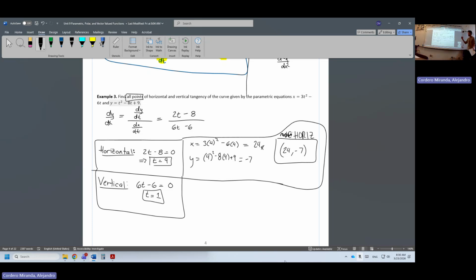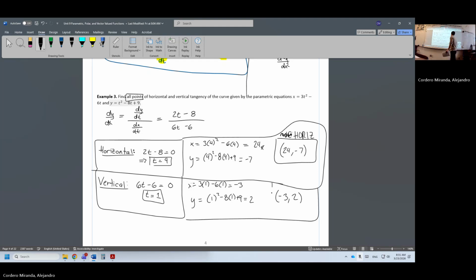Okay. And then the vertical tangent line, what do we say? t equals 1. So here's us from 1, x equals 3 times 1 minus 6 times 1 is -3. And then y is 2. There you go. Final answer.